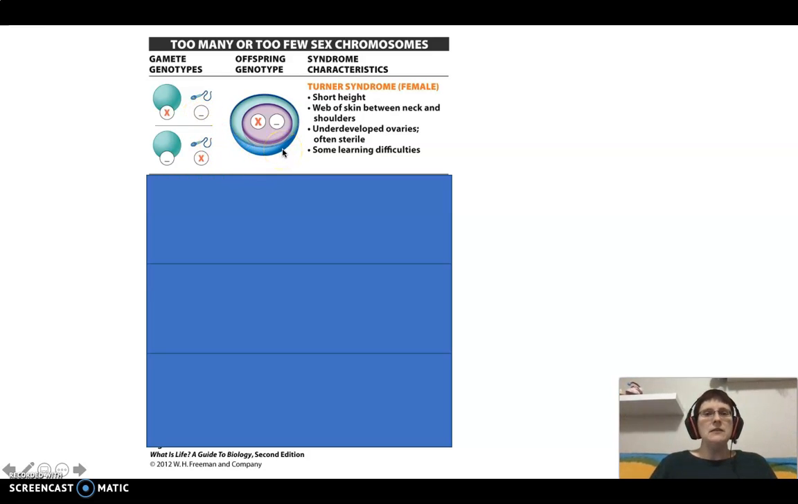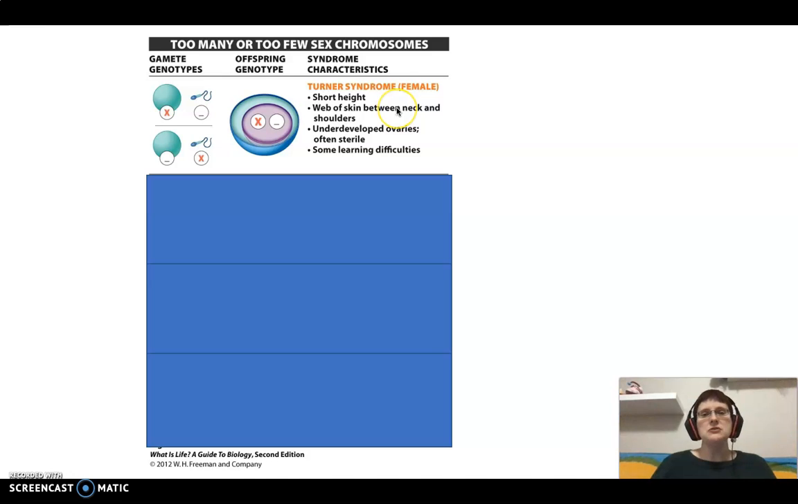Individuals who have this characteristic are going to have what we call Turner syndrome. I'm not going to test you on what the syndromes are. I just want you to be familiar with the fact that this kind of thing can happen. You can see that there are characteristics that come along with having just a single sex chromosome.